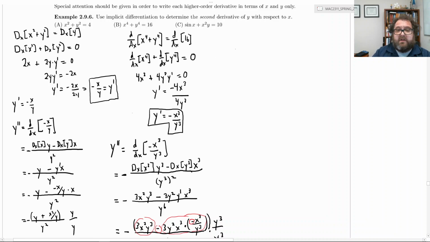Okay, so let's see. We're going to take the part C here. We're going to do the derivative with respect to x of both sides. Here, let me actually make sure we have enough room here.